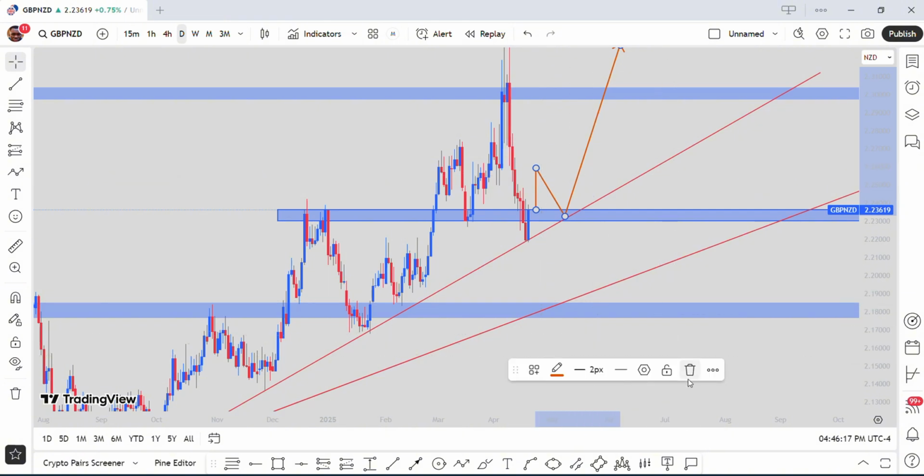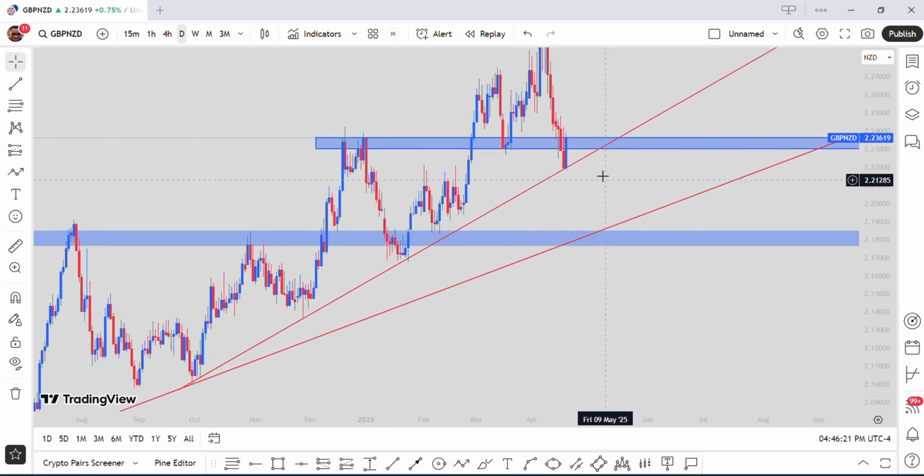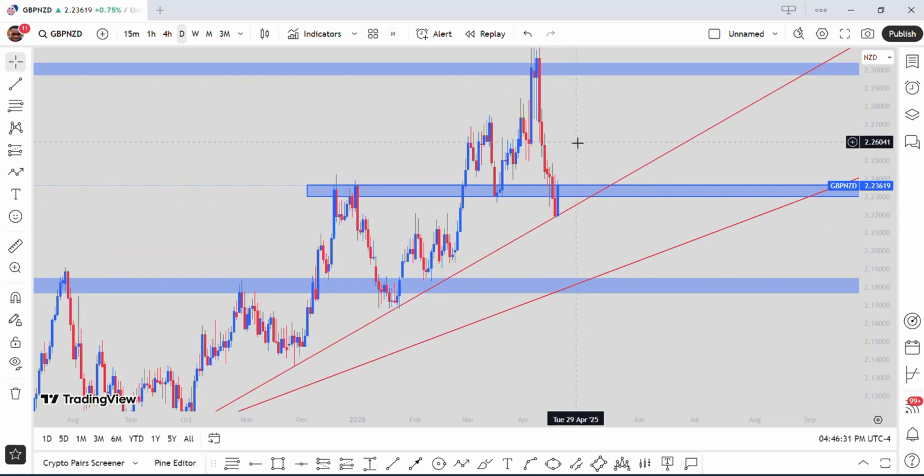But if price should get rejected from here and also break this inner trend line, I'm not going to be doing anything. I'm just going to be waiting for price to get into this level. So after price gets into this level, I'm going to be looking for another buying opportunity here, until price gets here, or price breaks this level, tests it, and then starts moving back to the upside. So that's just my take on GBP/USD.